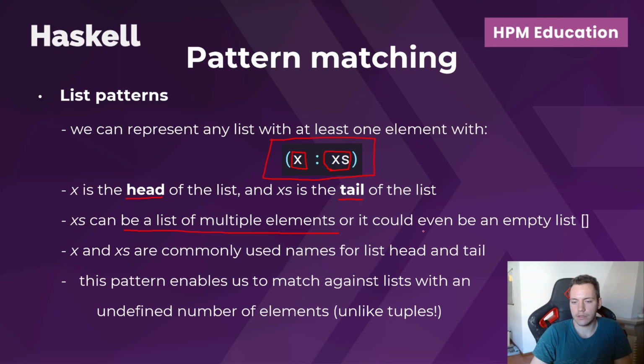Okay, it could also be an empty list, of course, because we know that lists are constructed at the end with a cons to an empty list. So once we get to the end of the list, or imagine that we have a list of just one element and that element is 1, then this pattern will match that list as X is 1 and XS is just an empty list. So if we have 1 cons empty list, then that is equal to a list of 1.